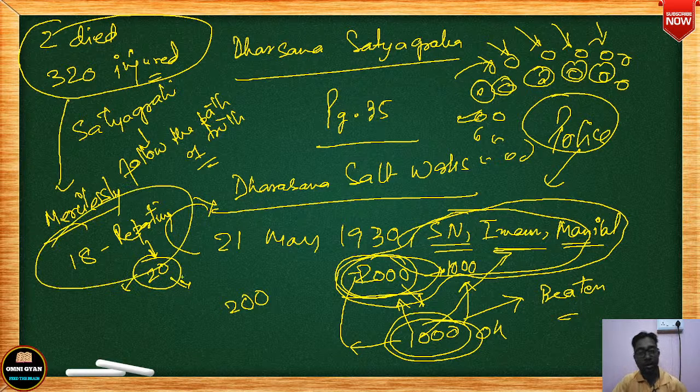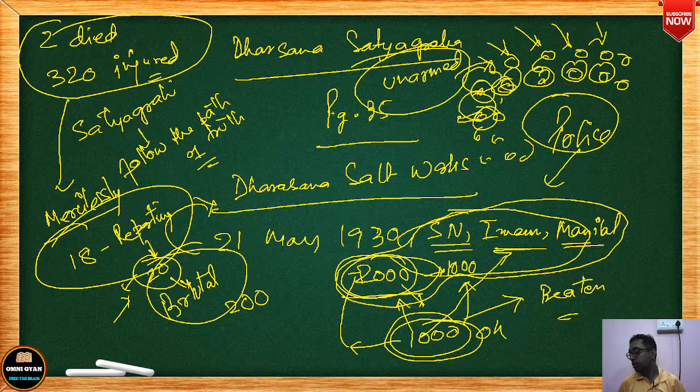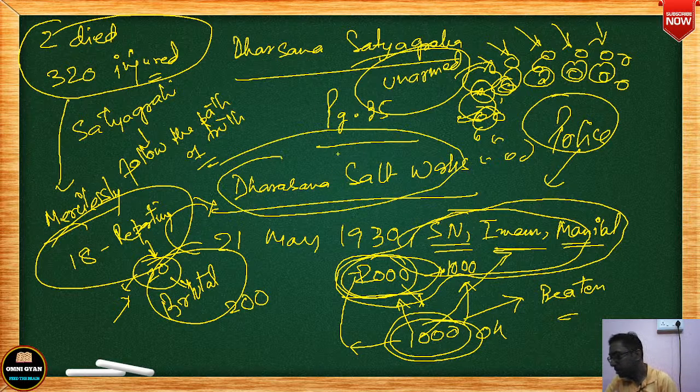So even this Webb Miller said that in my 18 years of experience in 20 countries, I have never seen such brutal torture done by the police to unarmed people. Unarmed means people who do not carry any weapons with them. These satyagrahis did not carry any weapons with them. So they were unarmed. उनके पास कोई हथियार नहीं था. And the police had done this thing. So finally, this is all about Dharasana Satyagraha. Dharasana Satyagraha is nothing but Dharasana Salt Works. It's the name of a salt work company actually.